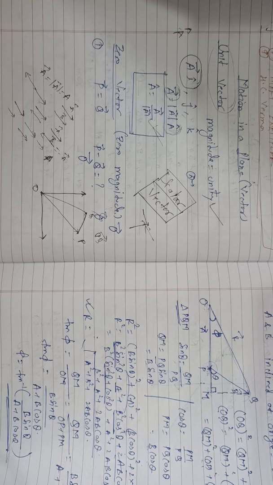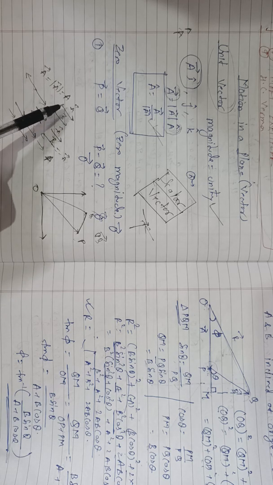After that, we have equality of vectors. How can we say two vectors are equal? Two vectors will be said to be equal vectors if their magnitude as well as direction is the same. That we discussed here only. The two vectors are said to be equal if their magnitude as well as direction is the same.